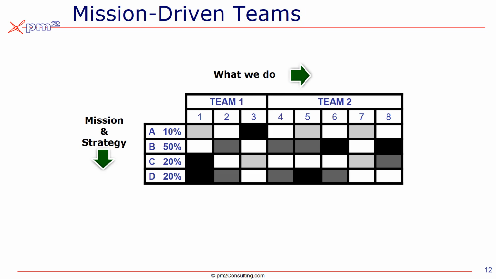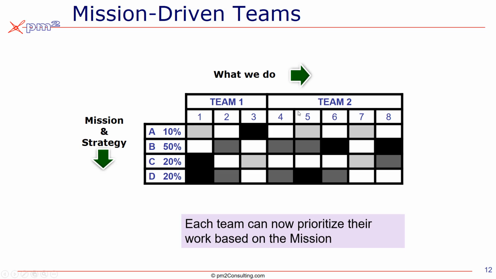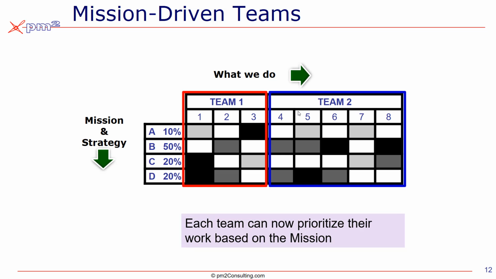Now, if we begin allocating these processes down to teams, so let's say team 1 is responsible for processes 1, 2, and 3, and team 2 owns processes 4 through 8. Now each team can see what's critical to their success. So team 1 needs to focus on these 3 nodes: process 1, strategic objectives C and D, and process 3, strategic objective A. Whereas team 2, again, has different nodes to focus on.